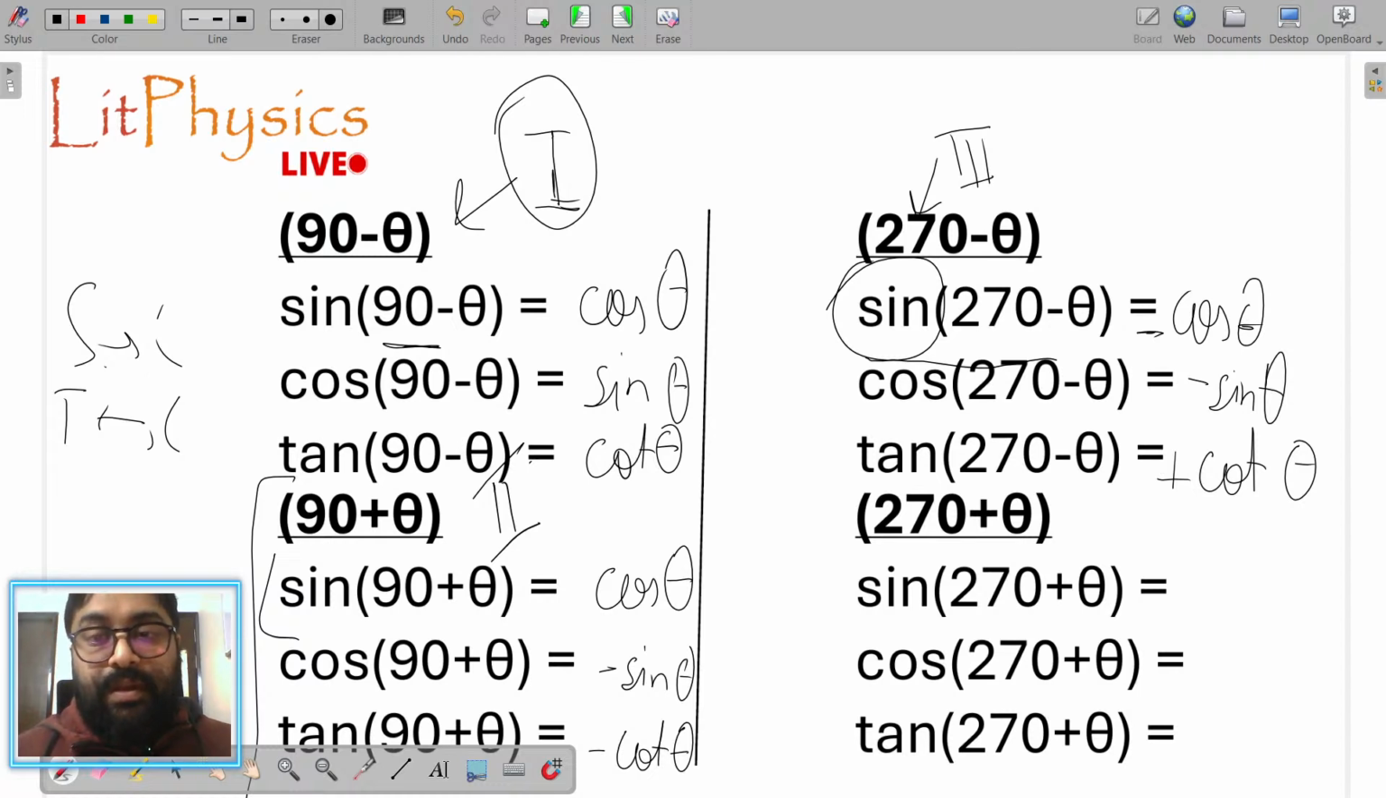Now talking about 270 plus theta, we are in the fourth quadrant. In the fourth quadrant, cos was positive, so everything else becomes negative. So sine is negative, so we have minus, and we have 270, therefore sine becomes cos. So at the end, we have minus cos theta. We are in the fourth quadrant, cos is positive, so cos of 270 plus theta becomes sine theta.